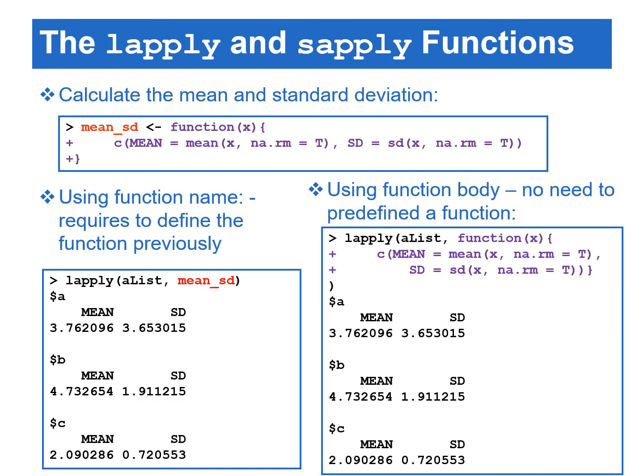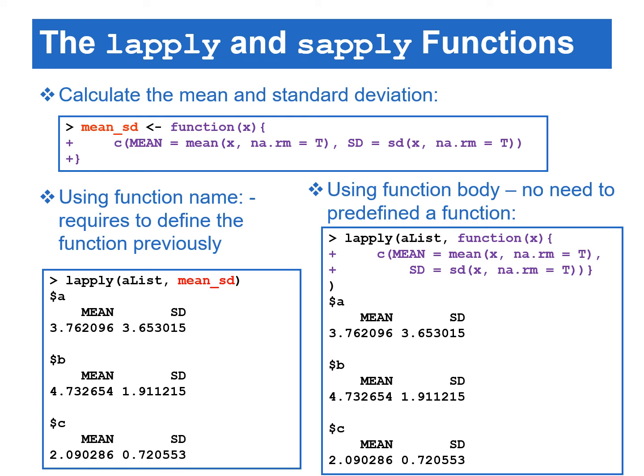Here is an example of utilizing a user-defined function. In this example, we first create a function called mean_sd, which returns the mean and standard deviation of a given vector. Then we use this function in the lapply function. In the first lapply function, we provide the function name, mean_sd. This approach is like what we did for providing a built-in function name, like mean, median, etc.